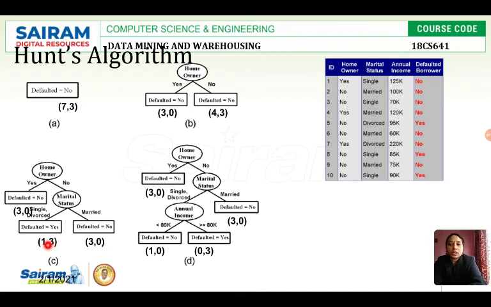But if you take this, they are not homeowner but their marital status is single or divorced, they are defaulted borrower. Yes, see here, they are not homeowner, they are single, they are not homeowner, they are divorced and they are defaulted borrower. Yes, they are not homeowner, they are single, defaulted borrower yes. They are not homeowner, they are single, defaulted borrower yes. So in that case I am putting 3 here.